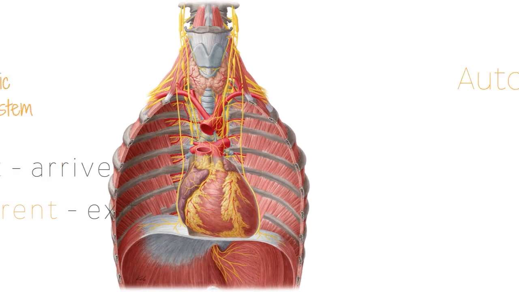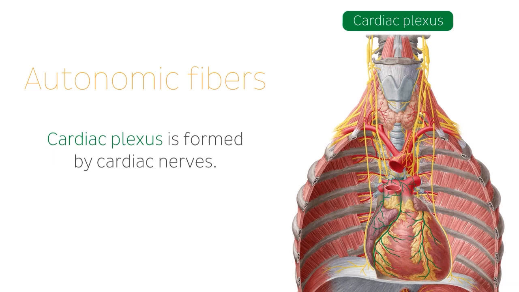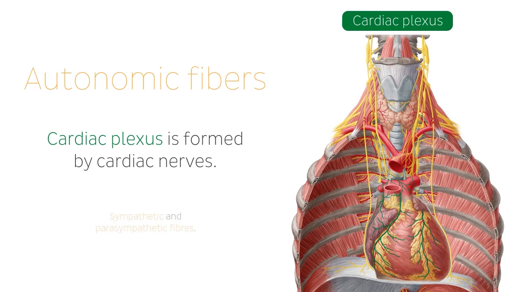Let's carry on and talk about the autonomic fibers. The innervation of your heart is derived mostly from the cardiac plexus, as you can see, this structure highlighted in green. The cardiac plexus is formed by cardiac nerves, which carry both sympathetic and parasympathetic fibers. As you can also see on this image, the cardiac plexus is located just in front of the bifurcation of the trachea. This is the trachea, and it bifurcates right here, where you then find the cardiac plexus.